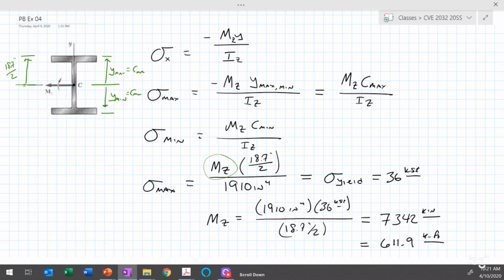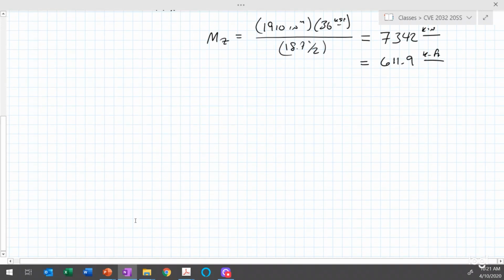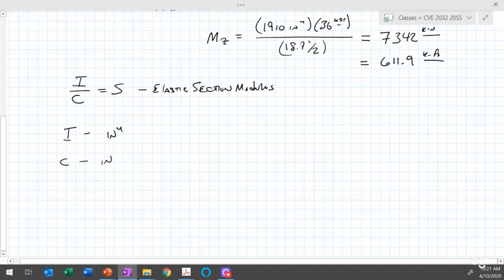Now, as an aside, we have a letter that we use to indicate the ratio of I over c. And so we often use I over c in our calculations, and we use the letter S for that. And this is the elastic section modulus. So I is in units of inches to the fourth or millimeters to the fourth. c is in units of inches. So S is in units of inches cubed.